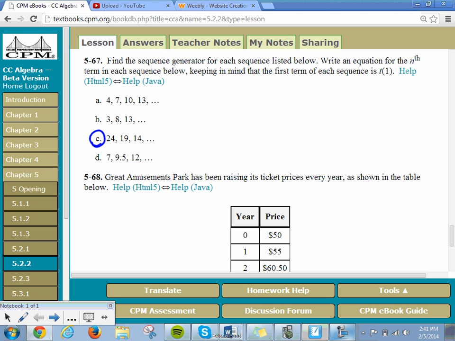decreasing. So in C, it looks like we're going down because the first observation we make, we went from 24 to 19, from 19 to 14. And so as we move on to the next term, each time we are subtracting 5. And so our generator is going to become subtract 5, or take away 5.